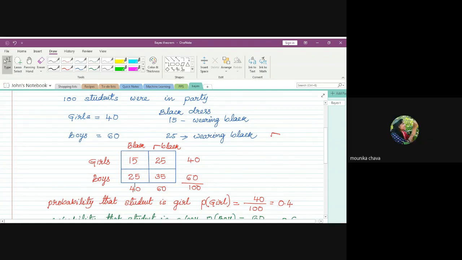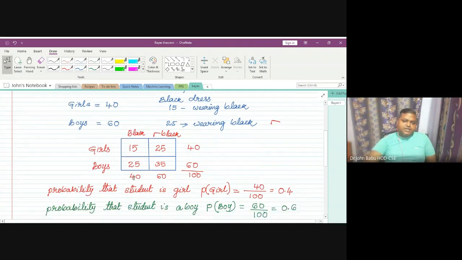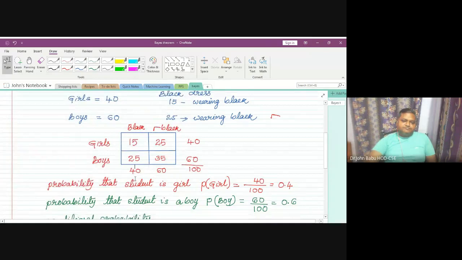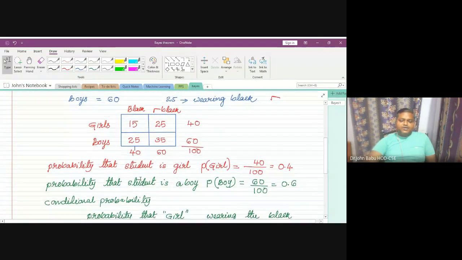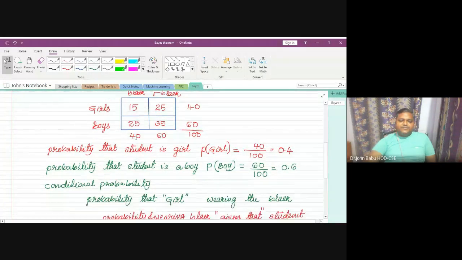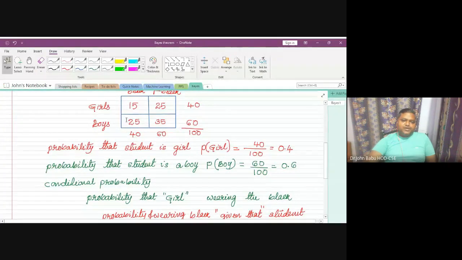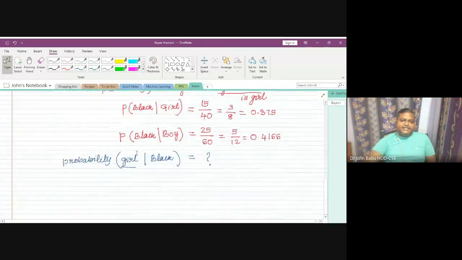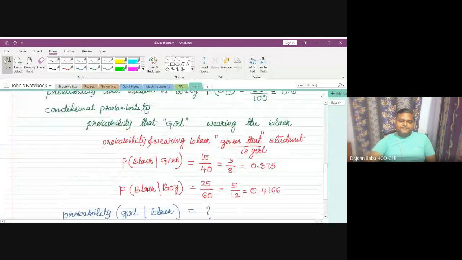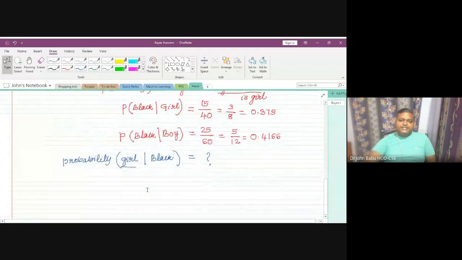Yes, sir. But the problem is that we cannot estimate it in that way, because boys are also wearing black. Here there is a conditional probability, because it is a conditional probability. In other words, posterior probability.